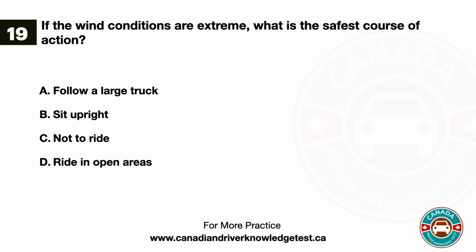Question 19. If the wind conditions are extreme, what is the safest course of action? A. Follow a large truck. B. Sit upright. C. Not to ride. D. Ride in open areas. The answer is D. When a layer of water forms between the road surface and the tires, causing your tires to lose contact with the road surface.